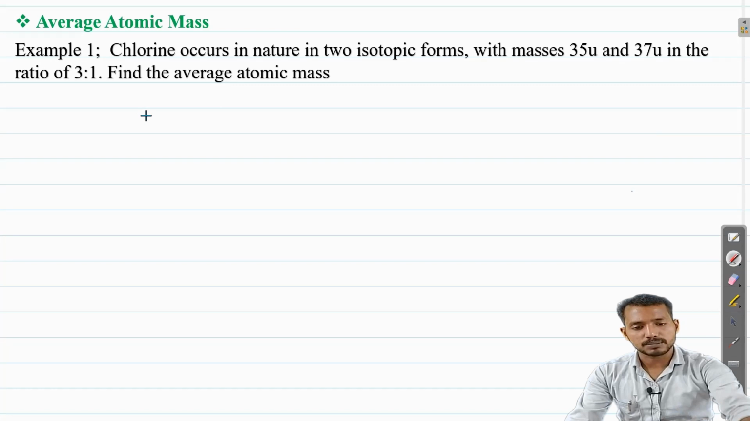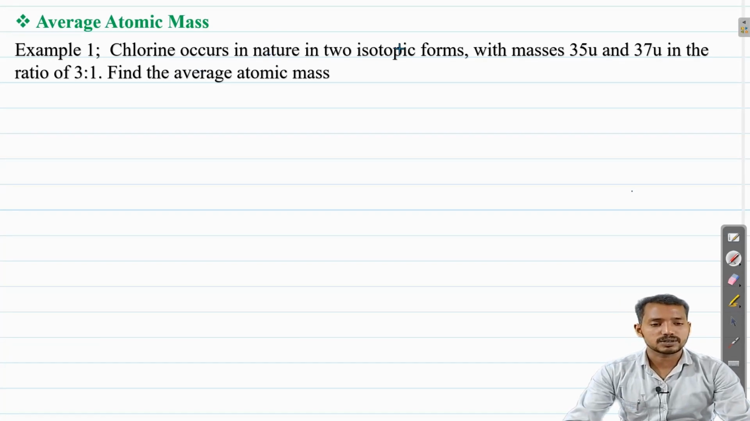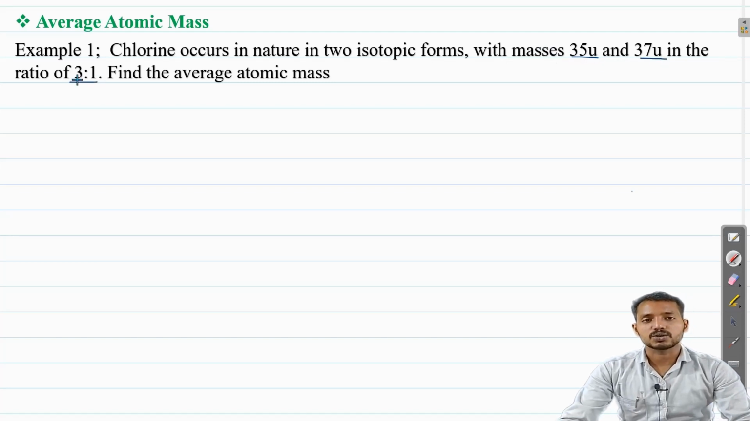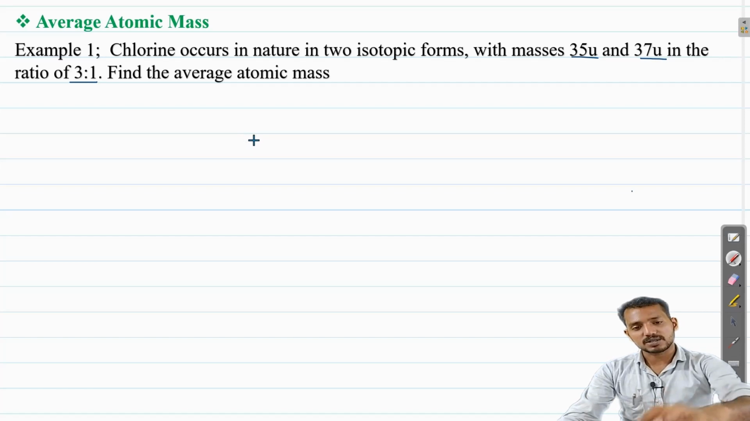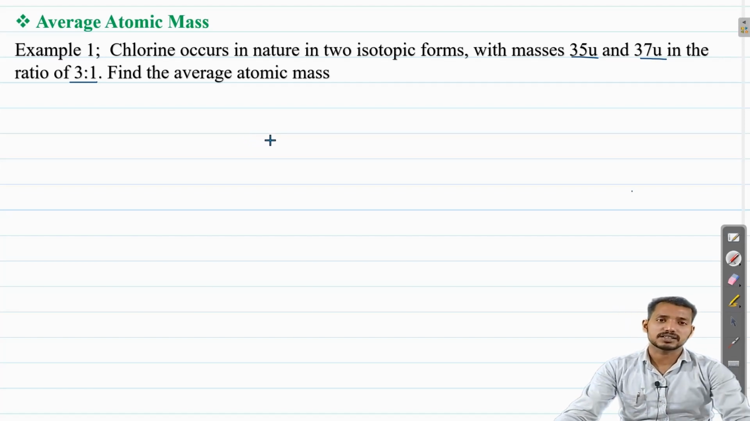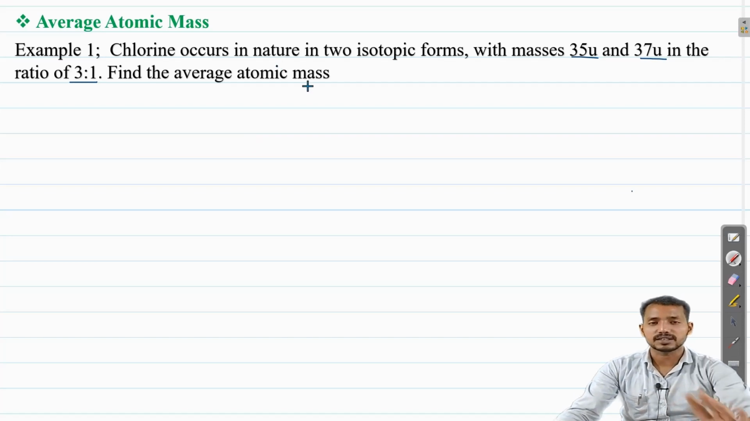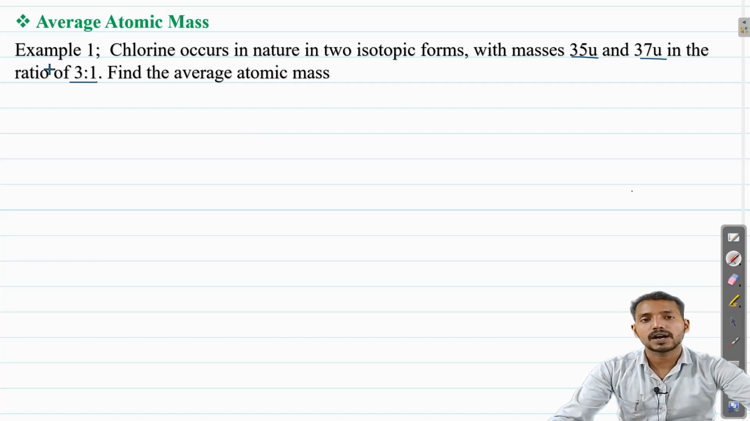One example I am taking is this. Chlorine occurs in nature in 2 isotopic forms with the masses 35 u and 37 u in the ratio 3:1. That means here the ratio is given instead of the percentage. We already learned how to find the percentage from the ratio. Find the average atomic mass. First you need to find the percentage.